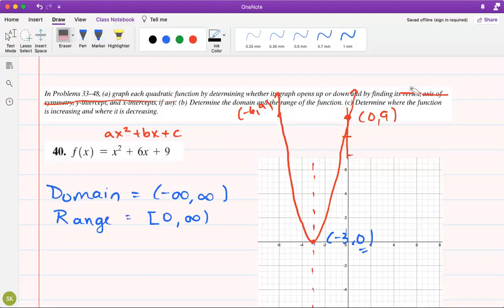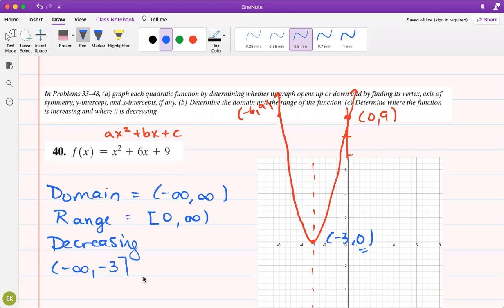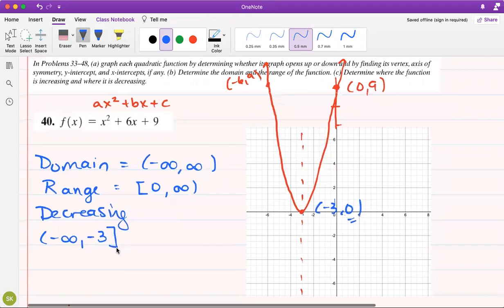The other part of this was to determine whether the function is increasing, where it's increasing, and where it's decreasing. So looking at the graph, you can see this. We are decreasing. Remember, think of your car going from left to right. You would have to go down and then up here. So we're decreasing from negative infinity to this x value of your vertex, negative 3. And I believe some textbooks use a parenthesis here and some use a bracket. And I believe your homework wants you to use a bracket. If that doesn't work, put a parenthesis here.